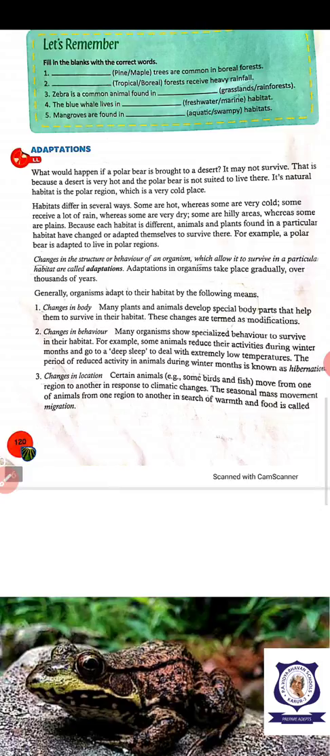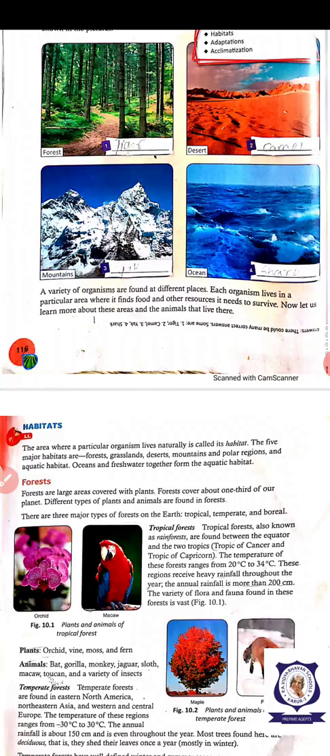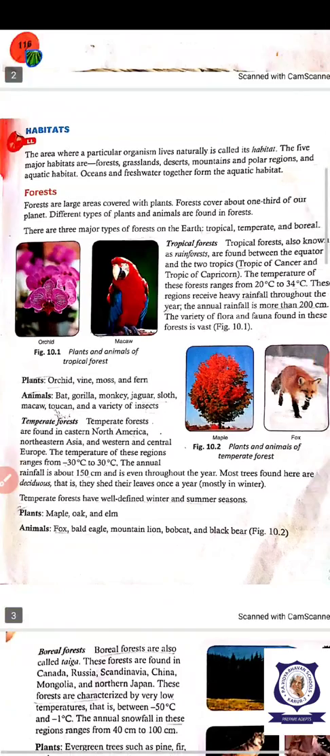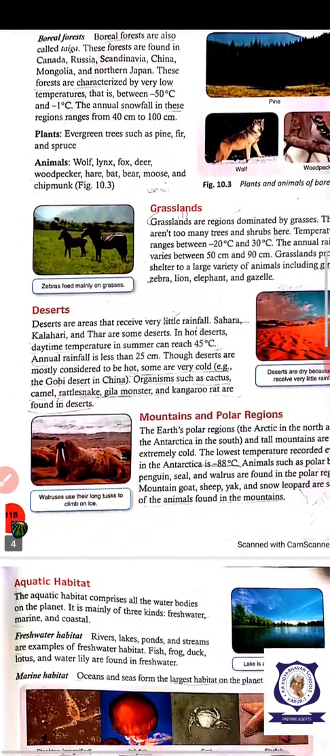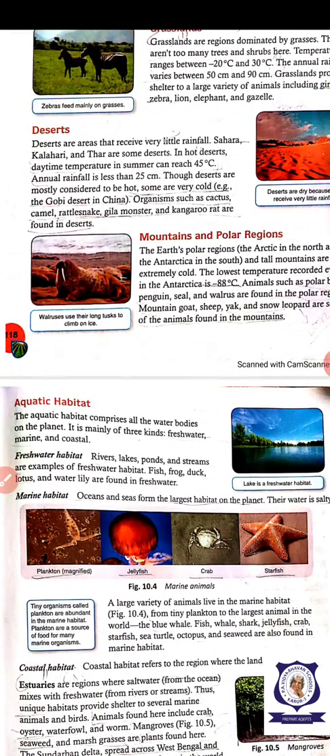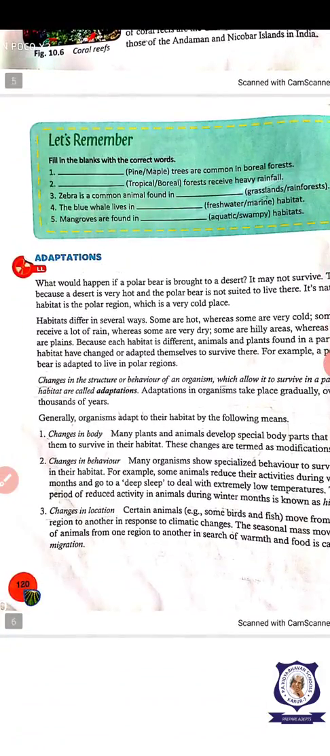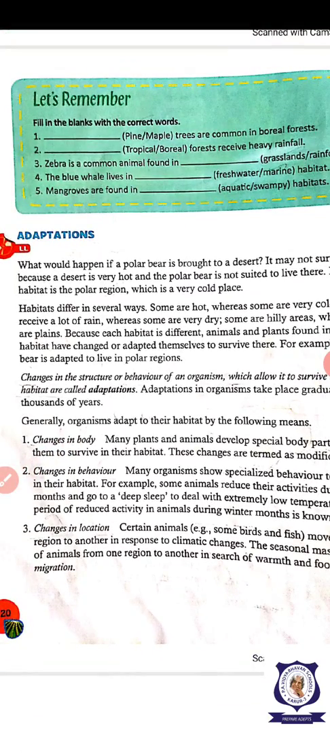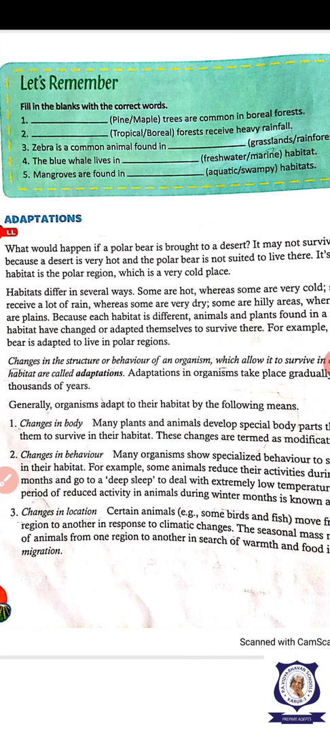Okay children, now we come to the end of the lesson. Again we will recall the things. A habitat is the place where the organism lives naturally, is called a habitat. What are the 5 types of habitat? Forest, then desert, grassland, mountain and polar region, aquatic habitat. Isn't it? And then what are the adaptations? Adaptations are the changes in the structure or behavior of an organism which allow it to survive successfully in a particular place, particular habitat, is called adaptation.